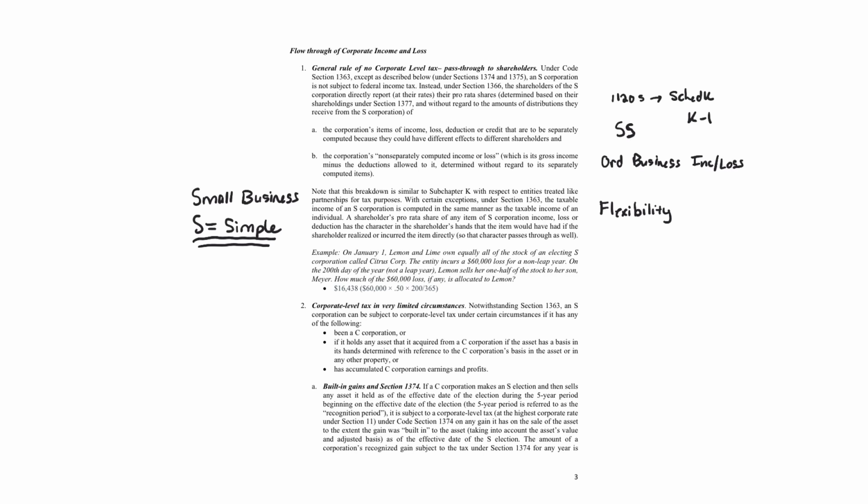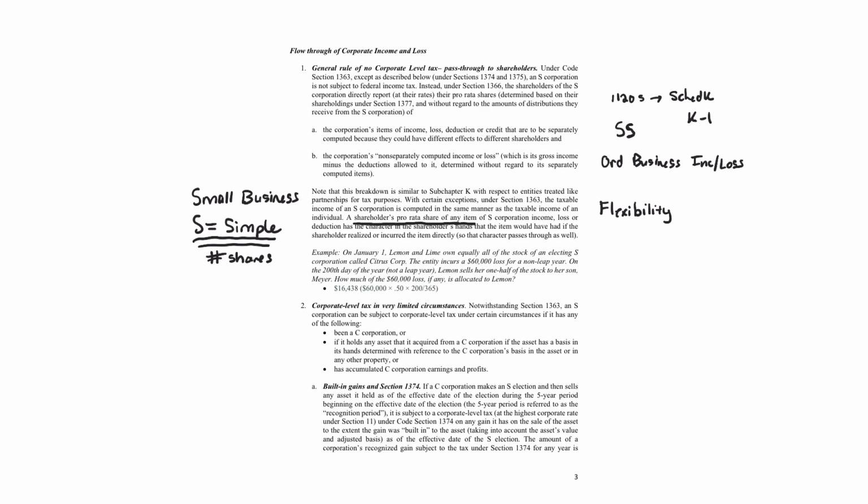So when we allocate income, deductions, losses, and profits, we always use, for an S corporation, the shareholder's pro rata share of any item of income, loss, or deduction, and we base this on the number of shares owned during the year.